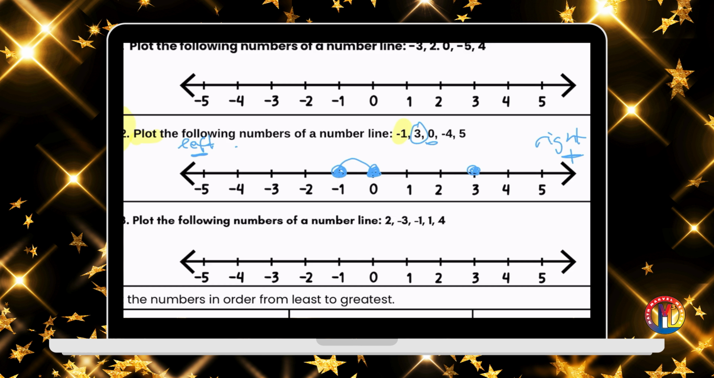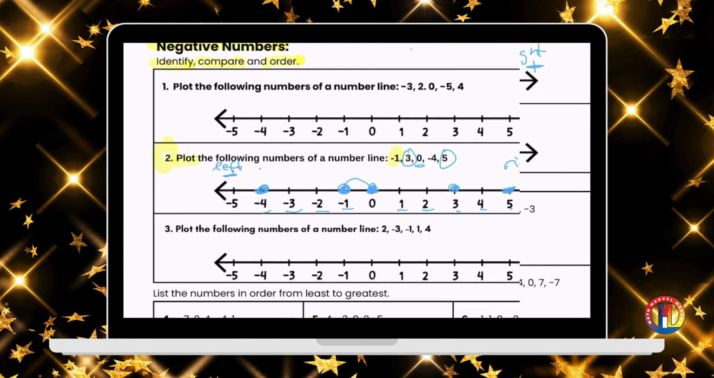0's right in the center. -4, I'm going to go 4 spaces to the left at -4. And then we have 5. I have 5 spaces to the right for 5. And there are my points.